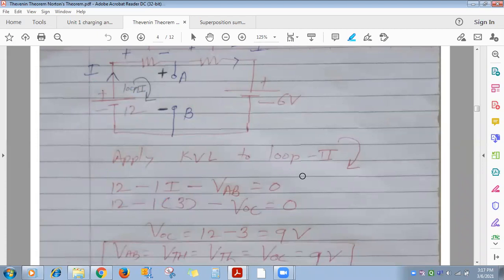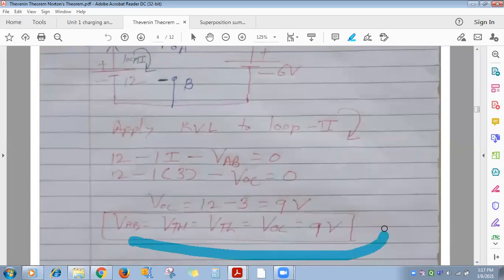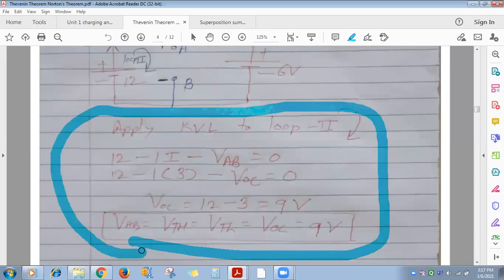When you solve some sums, you will find that in some the value of current is negative, and that you have to put. Otherwise, if I am getting current value -3 and I put here +3, it will be a wrong calculation. Got it? So VOC is 9 volt. Everyone getting Thevenin's equivalent voltage?